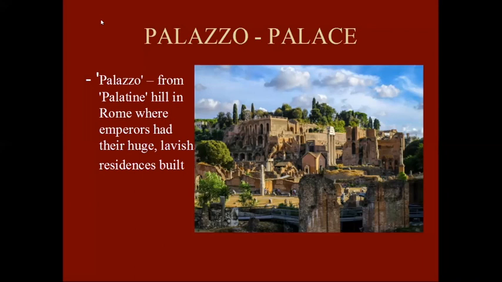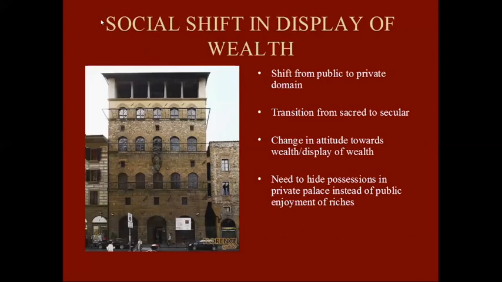This basically gets picked up again in this, you could say, shift of display of wealth in the Renaissance. So what happens? After the plague, we have this shift from a public to a private domain. You could even say it's a transition from the sacred to the secular. There's a change in the way wealth is displayed. You could even say a need to hide the possessions in the private palace instead of this public enjoyment of riches. Okay, they're still worried about their sins and everything, but we have palaces like the Davanzati palace that start to go up, and others later on.